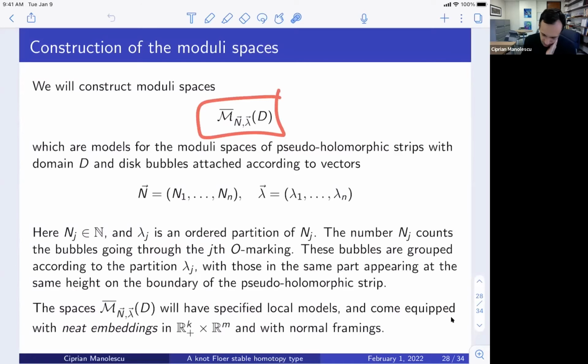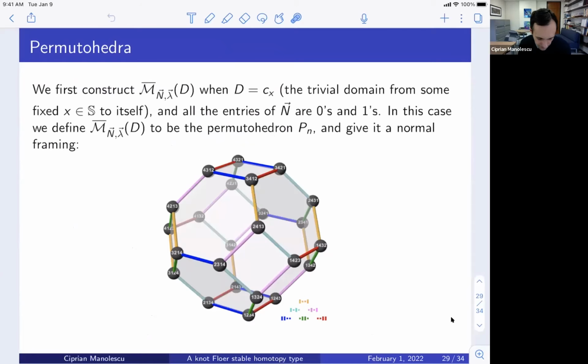Okay, so we will construct these inductively on their dimension. And the first step, this is the base case. We're gonna construct it when we have the trivial domain from some fixed generator. So the domain that's just zero. And we allow bubbles. We allow just one bubble at each height. Basically the entries of N are just zero and one. And depending on how many bubbles you have, this is supposed to have dimension n for n bubbles.